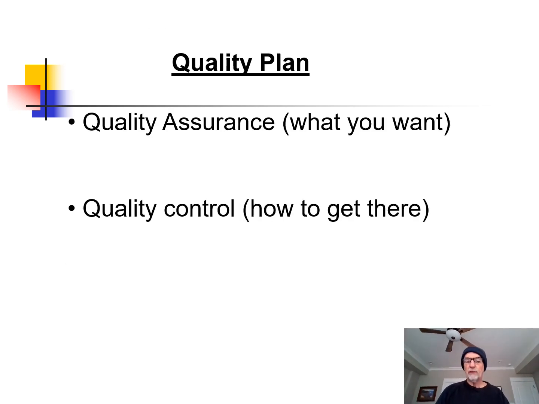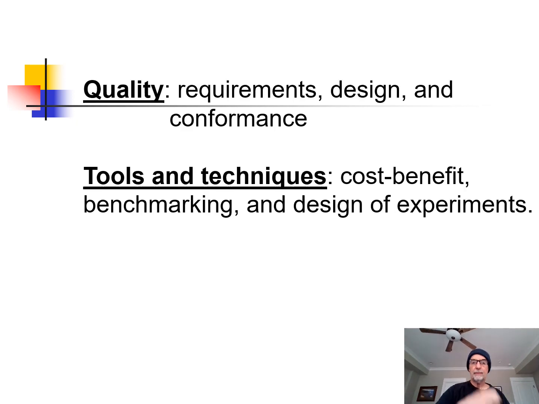You want to make sure that you have a quality plan and know the difference between quality assurance and quality control. Quality assurance is what you want, and quality control is how you get the quality you desire. So quality are requirements, and you need to design quality in, and then you have to conform to quality using quality control.